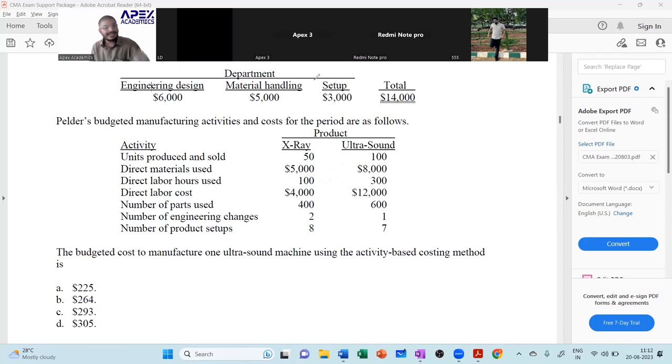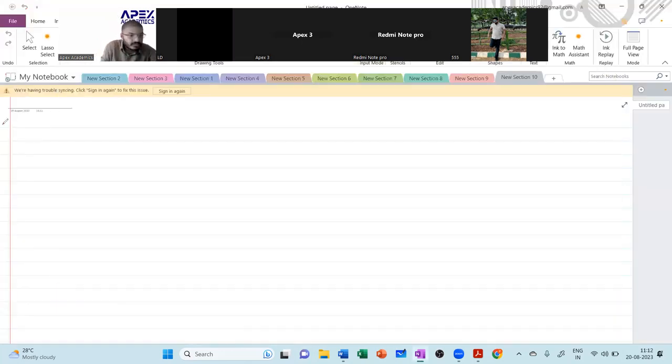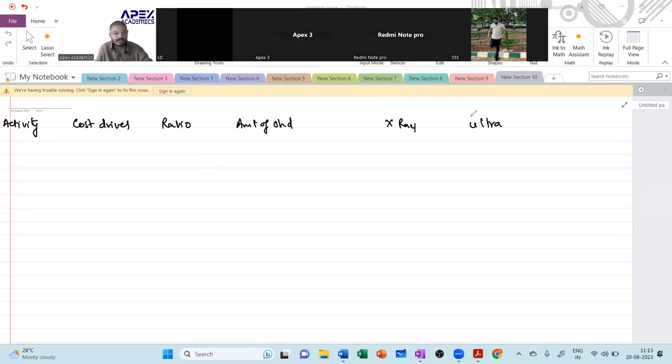Now here, you need to have the following thought process in your mind. We are doing activity-based costing, so here we have to identify the activity. Each activity will have a cost driver. Each cost driver will have a ratio in which we have to break something. Then we have the amount of overhead, and then we have to allocate it to our primary products, which are X-ray and ultrasound.